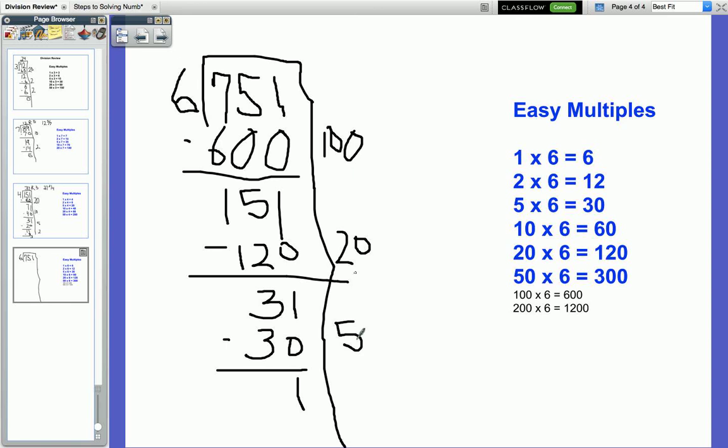So 100 plus 20 plus 5 would be 125, with a remainder of 1 this time. Or you could write it as 125, and then the 1 would be your numerator, your remainder, and then the group size goes on the bottom, which is 6.